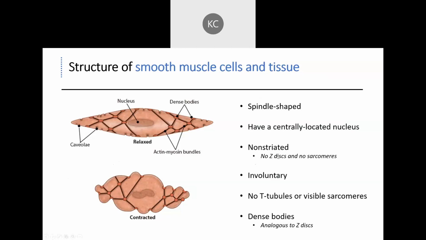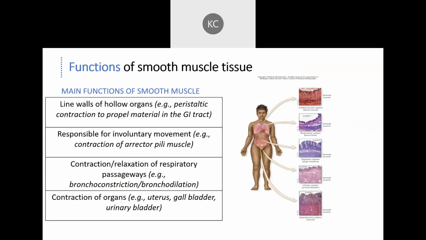So we have smooth muscle in a number of different areas in the body. So lining hollow organs like our GI tract for peristalsis. We have it responsible for some involuntary movement, like in our gut, but also for things like our erector pili muscle that causes goosebumps. We have it in our respiratory passageways as well, leading to bronchoconstriction and bronchodilation, so changing the size of our bronchioles leading into our lungs. You also have it in large organs like the uterus, gallbladder, and urinary bladder for movement of things in those respective organs as well, right?